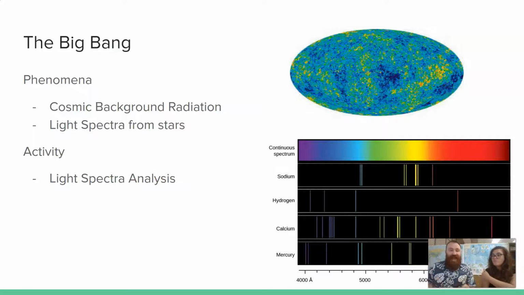So you're going to see actual light spectra from stars that students can then later analyze in the activity. So in that activity, students will be analyzing light spectra from stars, and what they'll find is that many of these stars and galaxies are actually moving away from each other, which gives them some evidence to really consider what is happening in our universe and where it began with the Big Bang.